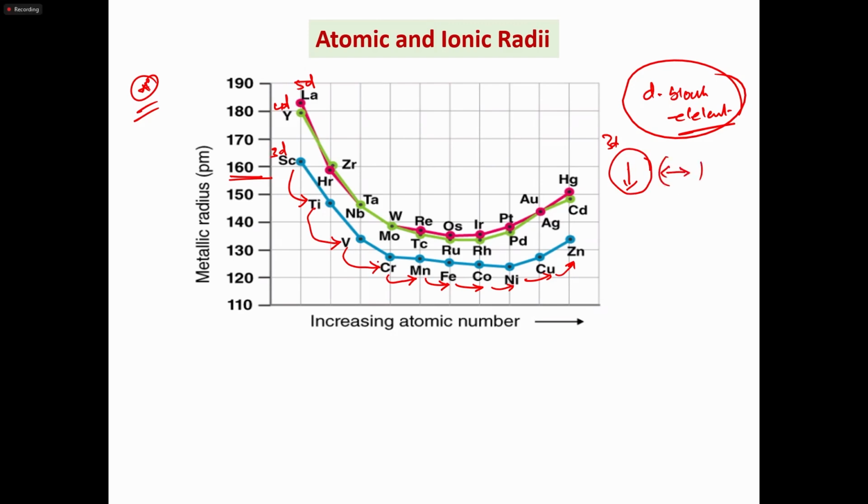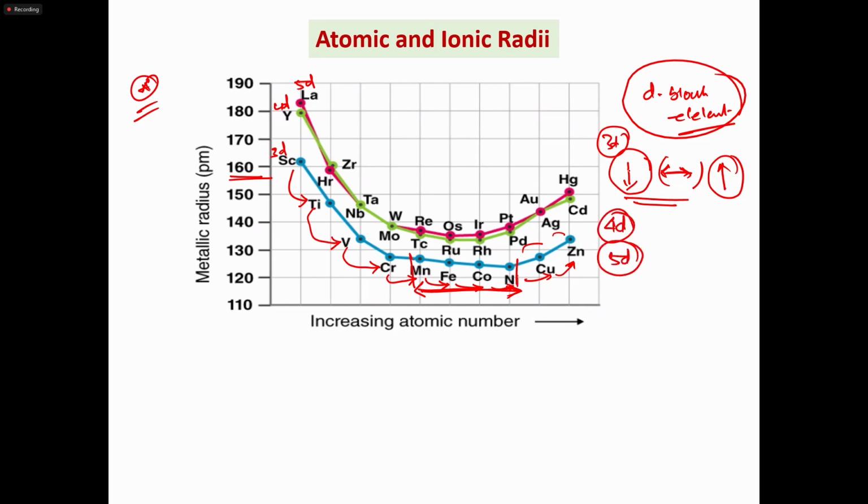There is some value from manganese to nickel. If you see, these values are very close to each other, almost the same. Then when we go to copper and zinc, the atomic radius value is again increasing. So there is an anomalous change of the atomic radius value. The same trend is actually followed by the 4D series also. It is following in the 5D series also.